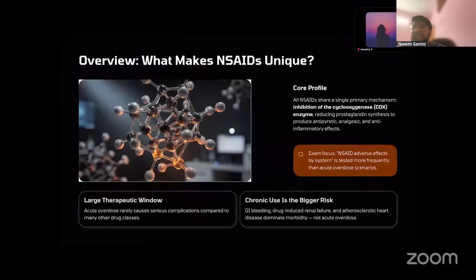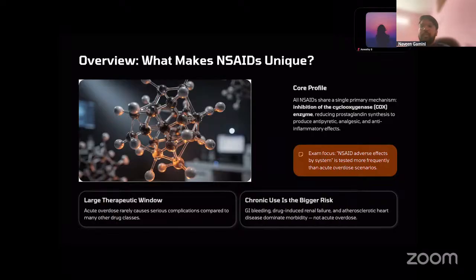So what makes this NSAID unique? All NSAIDs will have a single primary mechanism, which is inhibition of the COX enzyme, that is cyclooxygenase. As the COX enzyme is inhibited, there will be reduced prostaglandin synthesis. If there is reduced prostaglandin synthesis, then that will produce antipyretic, analgesic, and anti-inflammatory effects.